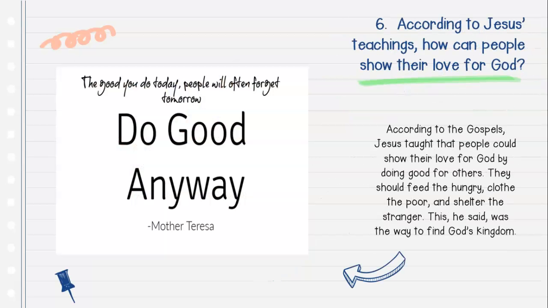Question number six. According to Jesus' teaching, how can people show their love for God? According to the Gospels, Jesus taught that people could show their love for God by doing good for others. They should feed the hungry, clothe the poor, and shelter the stranger. This, he said, was the way to find God's kingdom.